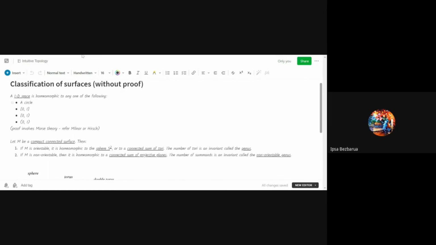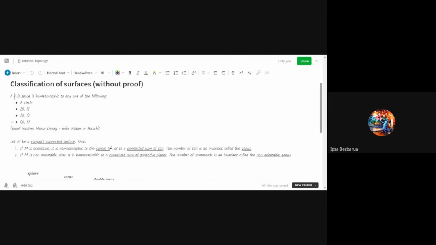So a manifold is a topological space which is locally Euclidean. If I consider a very small piece of the manifold, it will look like a section of R^n. I just zoom into a very small piece of it and it looks sufficiently flat. So any one-dimensional manifold will be homeomorphic to one of the following: a circle, the closed interval [0,1], the half-open interval [0,1), or the open interval (0,1).